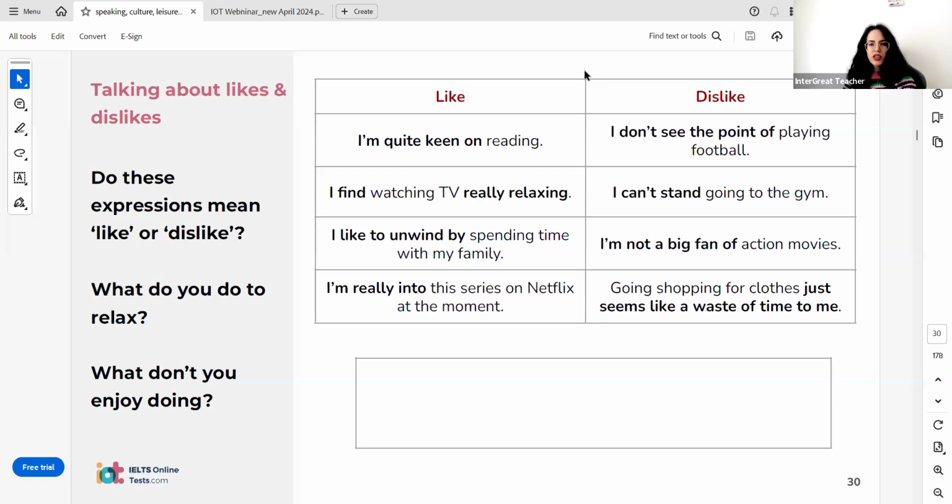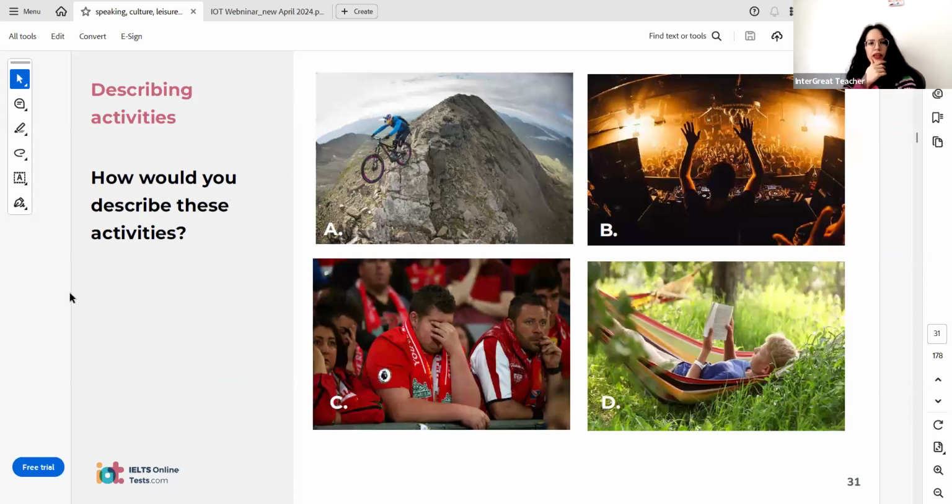You're not a big fan of Manchester United, okay? Romantic movies. Okay, very good. I see that I can't stand and a big fan of are the most popular examples in the chat. I'm not into dancing. Okay, very good. So obviously you can say I'm not keen on, I'm not really into in order to give variety to your answers.